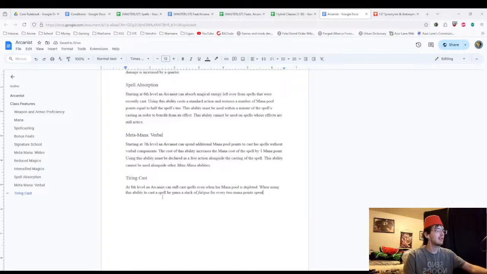And using this ability to cast a spell, I should also increase the cost as well. When using the ability, the cost of the spell increases by half the original mana cost, and he gains a stack of fatigue for every 2 mana points spent. And then you also can't... I mean, I guess you could still use mana metas with this. You know, just really dump yourself here. Gains a stat. Can still cast spells even when his mana pool is depleted.